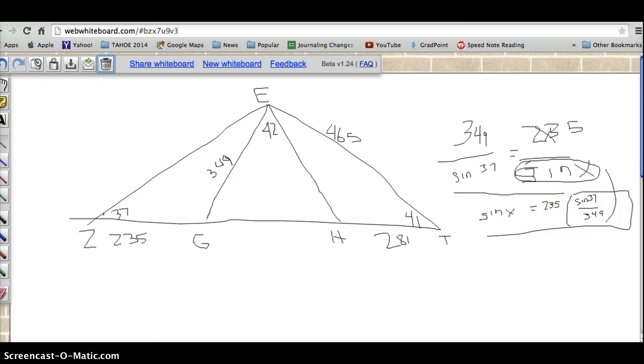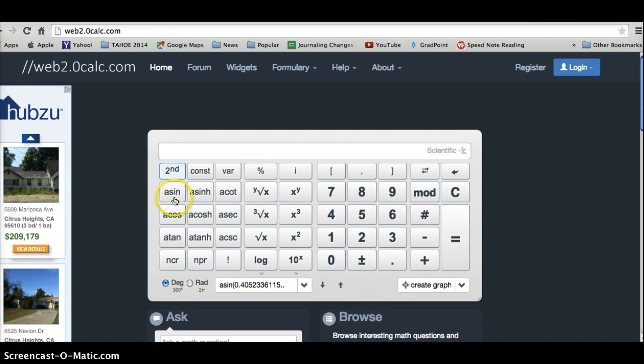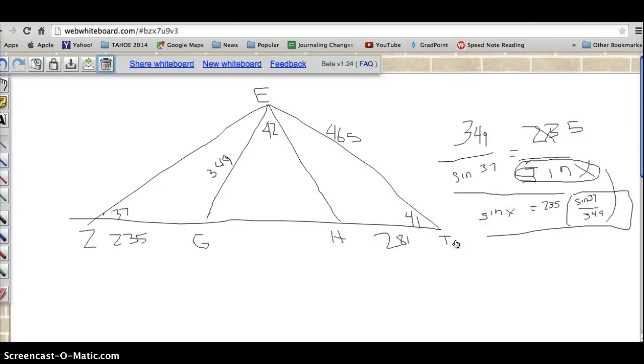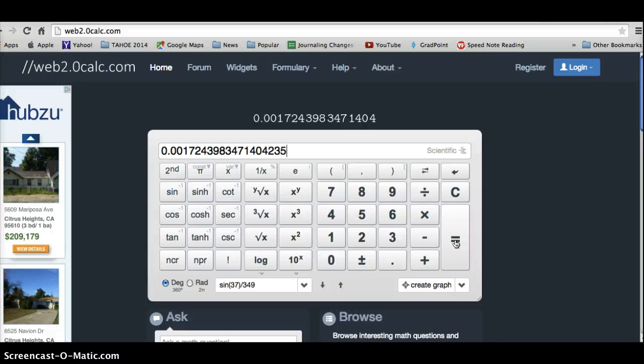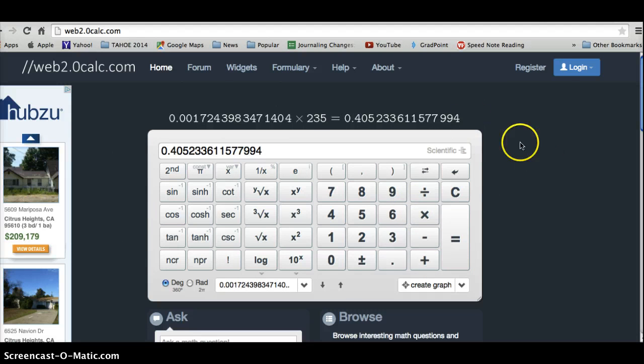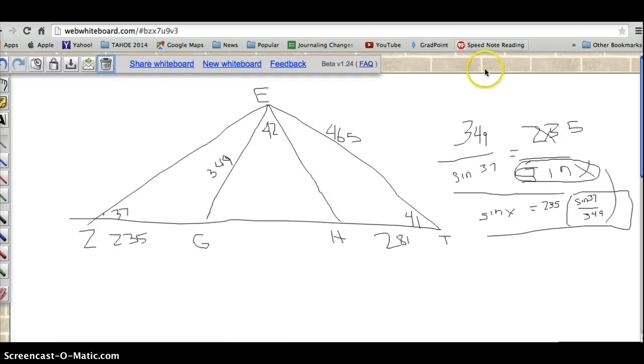So I'm going to use my calculator here. For me it's easier to do sine of 37 in parentheses divided by 349 and multiply that by 235. Now, what I have that equal to is actually the sine of X.